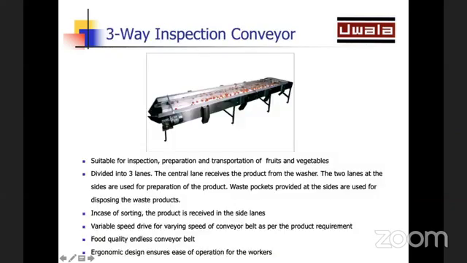This is the inspection conveyor. This is a 3-lane conveyor in which the essential purpose is to separate the raw, good tomatoes from the rotten ones, or the ones which we don't have to use for further processing. The sorting is done manually, and we have workers standing on both sides of the conveyor. They inspect each and every product, and the ones which are to be discarded are thrown through these waste pockets.